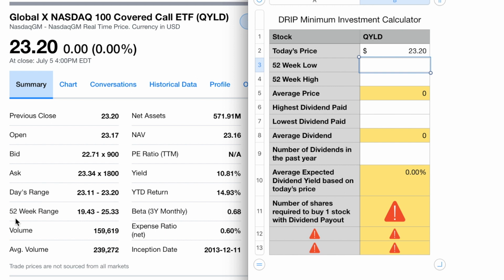52-week low. So we can see that right here on Yahoo Finance. 52-week range, 19.43 to 25.33. So I'm going to fill those numbers in. 19.43 and 25.33. The highest dividend paid and the lowest dividend paid. In order to see this, we're actually going to have to go to the chart.